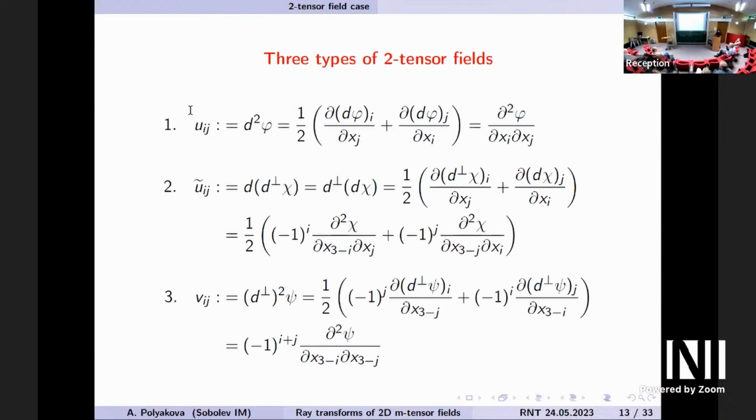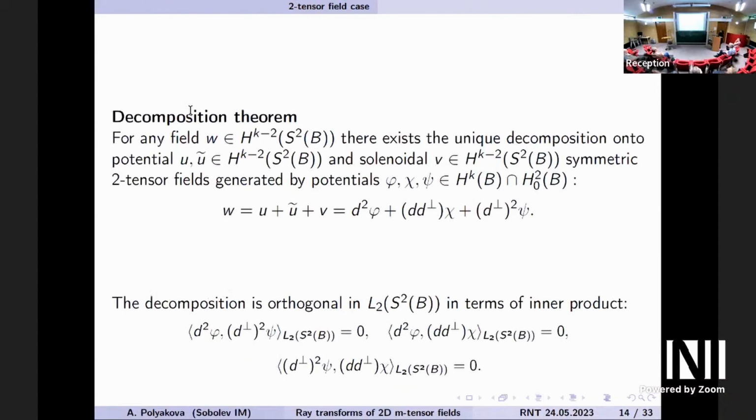And the decomposition theorem here can be written as follows. And here we have two potential parts, this one and this one, and only one solenoidal part, this one, and these parts are orthogonal pairwise in the sense of the inner product. And how can we get this decomposition?